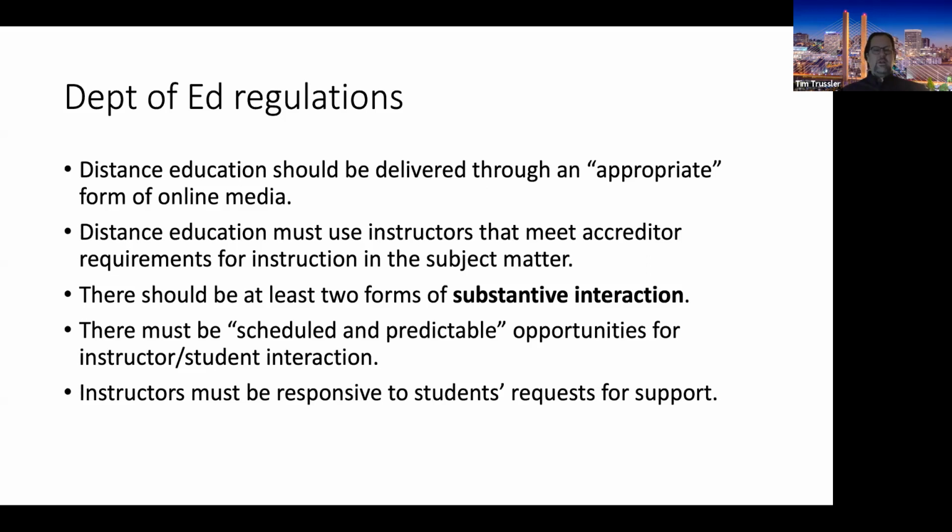Okay, so we're going to look at these last three, because this is the part that you care about. There should be at least two forms of substantive interaction. Okay, and yes, we're going to define those, and yes, we're going to give you examples, don't worry, but it says you have to provide substantive interaction, and it can't just be announcements. It can't just be lecture. It has to be at least two. There must be, and yes, there's the quote marks on there, the scare quotes, there must be scheduled and predictable opportunities for instructor-student interaction. Again, we're going to define it and give you examples in a bit.